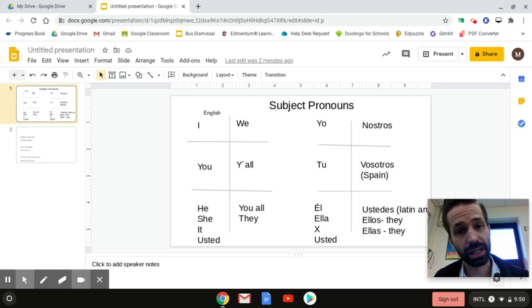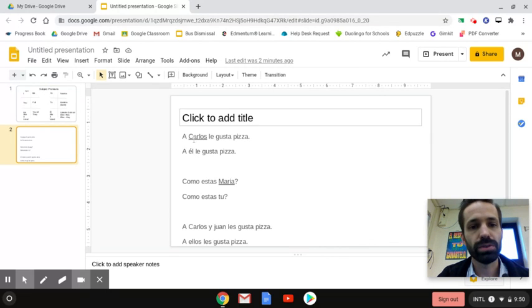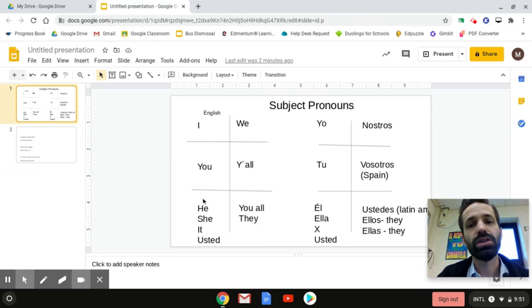All right, we're going to talk about subject pronouns. These are words like are listed here: I, you, he, she, it. These are used to replace proper nouns. So for example, Carlos can be replaced with he in a sentence, or Maria can be replaced with she, etc. You need to know the Spanish equivalent.